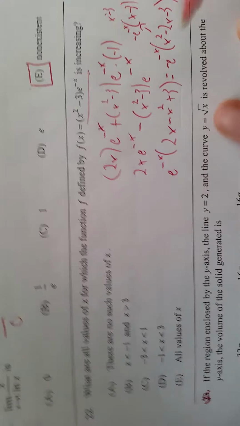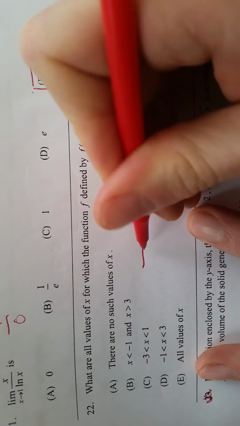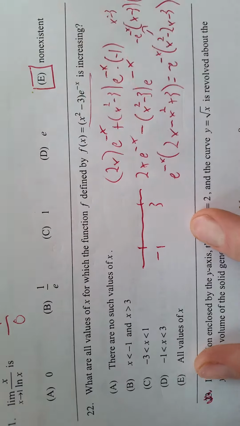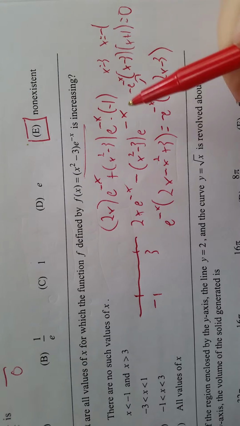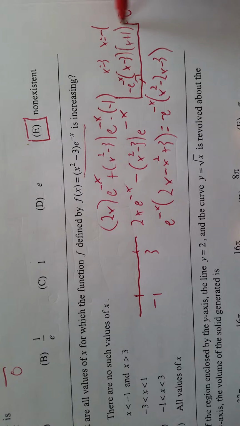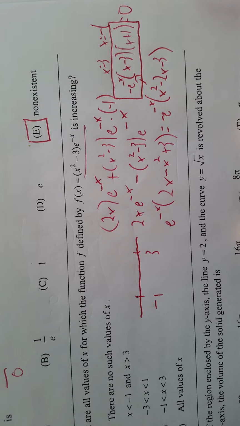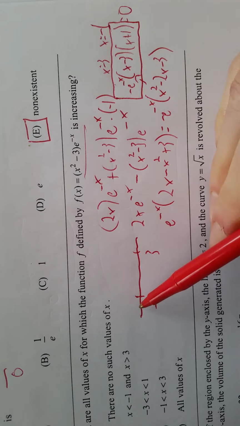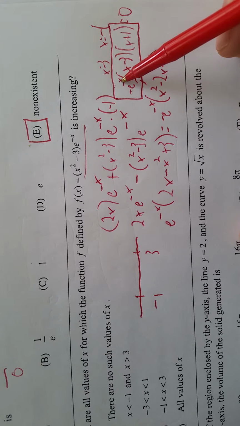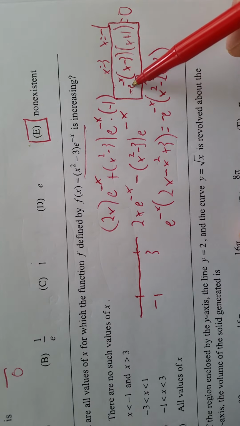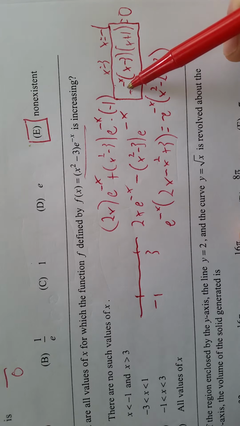So now let's come over here and make ourselves a little chart. Here's negative 1, here's 3. Those are the two zeros. So now this is the first derivative. You can plug it into any of the first derivatives. That's probably the easiest. So I'm going to plug some stuff in. So if I plug in negative 2, remember, e to anything is positive. Negative of that is going to be negative. So this is negative no matter what.